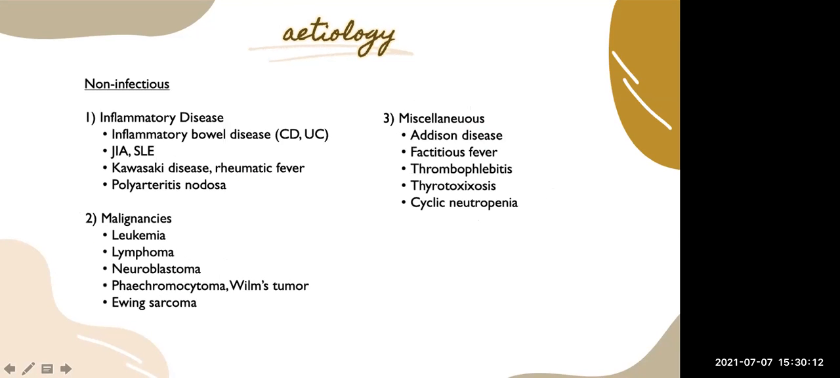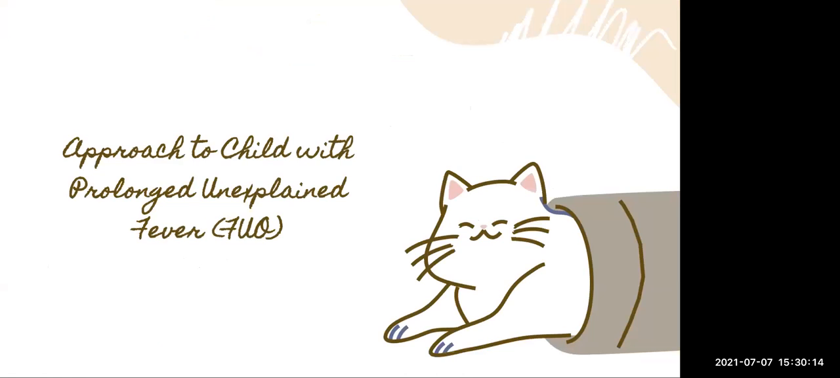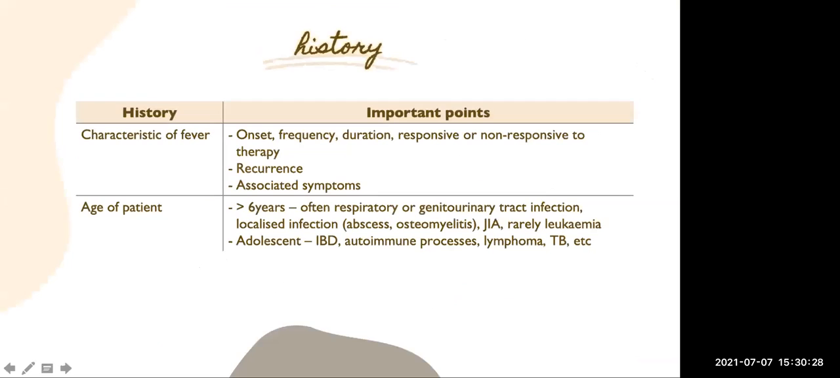Next slide. All right. So we move on to how to approach a patient when they come to us. Of course, we have to take a complete history, perform a physical examination, and do related investigations. First, for the history, we have to dig further about the fever itself. So we ask about the characteristics of the fever: the onset, frequency, duration, whether it is responsive or non-responsive to treatment, and any associated symptoms, which we'll discuss later.